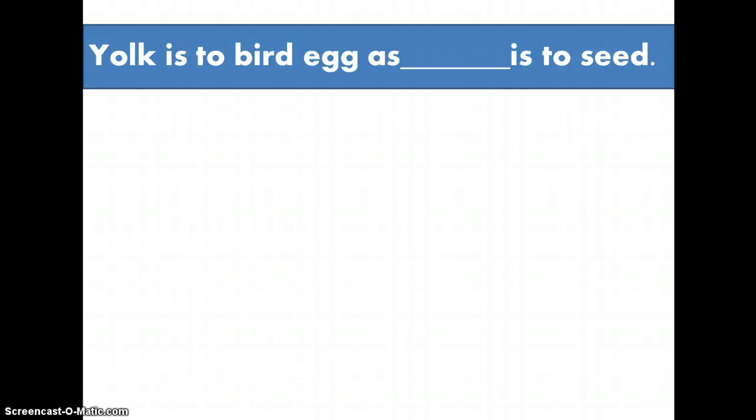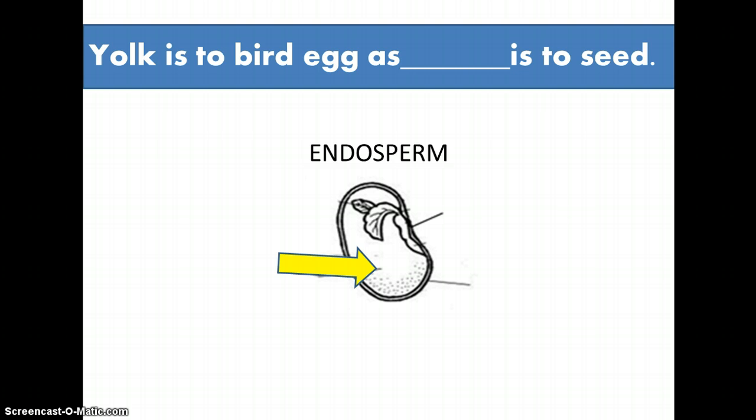Here's an analogy. Yolk is to the bird's egg as what is to the seed? Well, just like the yolk is inside of the egg and provides the nutrients, so the endosperm provides the nutrients to the seed.